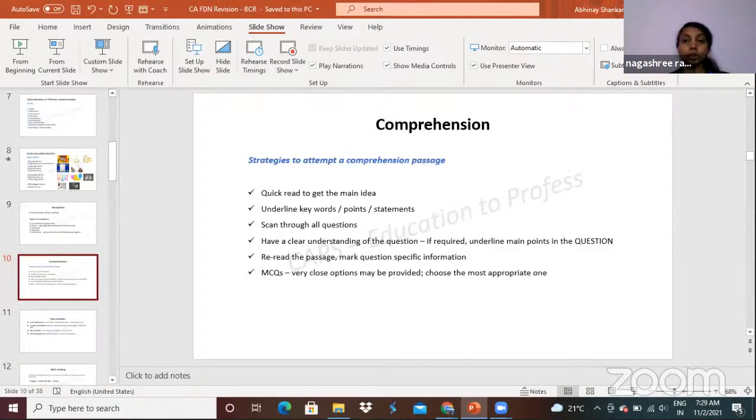It is not just reading quickly, but also being able to understand and analyze what is there in it. What are the important points? That is why you have the foundation, you have the basics in your CA foundation, right? So in comprehension, they will usually give you a passage, which you'll have to go through and then attempt the questions. So what are the strategies to attempt a comprehension passage?